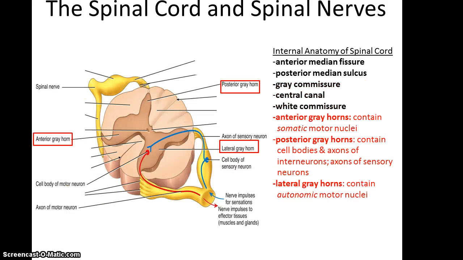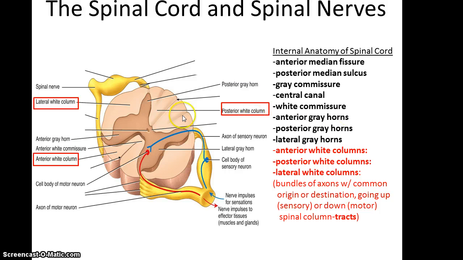Within the gray matter, you have the posterior gray horn, the lateral gray horn, and the anterior gray horn. The anterior gray horn contains somatic motor nuclei. The posterior gray horn contains cell bodies and axons of interneurons and axons of sensory neurons. And then the lateral gray horns contain the autonomic motor nuclei.